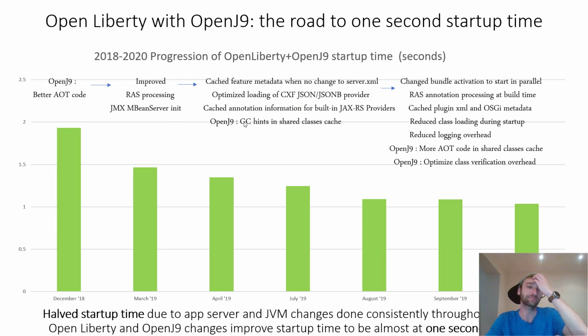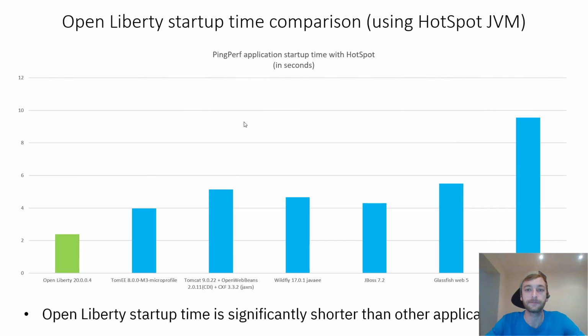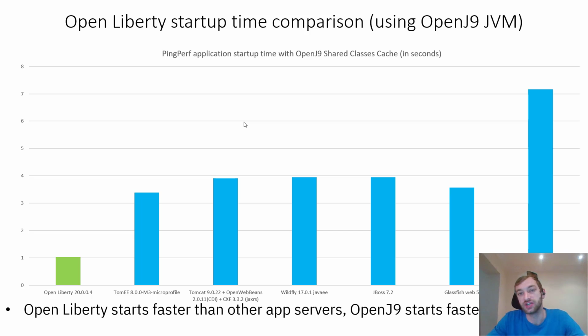We've been chasing this 1 second startup time for nearly 2 years, and we've pretty much got it down to where it is, and that's basically come with changes in OpenLiberty itself and in the JVM OpenJ9. So this is a comparison of OpenLiberty compared to other Java application servers on Hotspot. But as you can see, if we go to OpenJ9 and use shared class cache, which is a demo I'm going to show you later, you can see that time reduced dramatically.